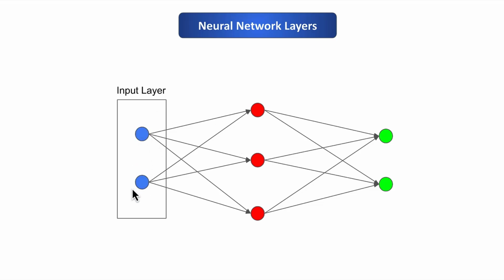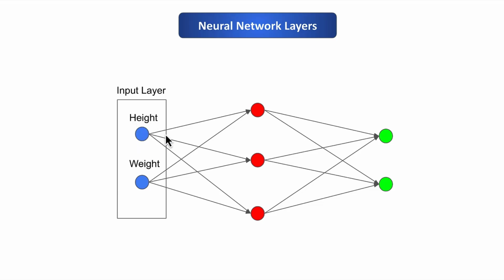And as the name suggests, at this input layer, we are going to pass input data to our model for training. So let's say we want to train a machine learning model to predict the gender of a person based upon his height and weight. In that case, we are going to pass the height and weight of the person to our neural network at the input layer. So this is the first type of layer inside a neural network.